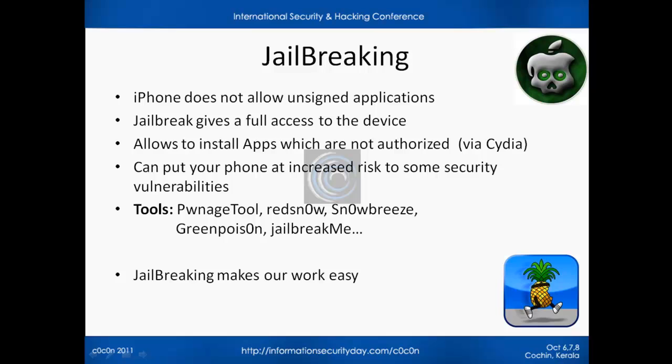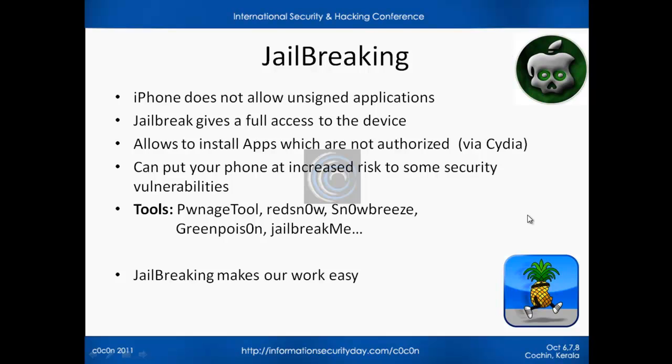To perform penetration testing, we need to install some tools on our device, and iPhone does not allow you to install these tools because they are not approved by Apple. To run our own tools, we need to jailbreak the device. Jailbreaking gives full access to the device and allows running code which is not signed by Apple. Once you have jailbroken the device, you can download unsigned applications from Cydia. Cydia is, we can say, a parallel app store for unsigned applications.